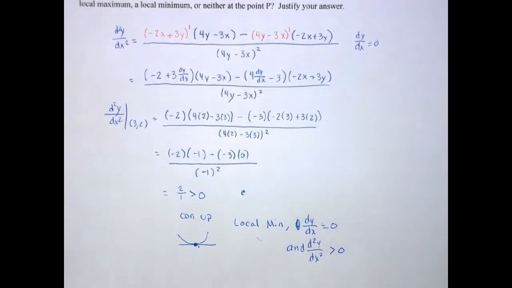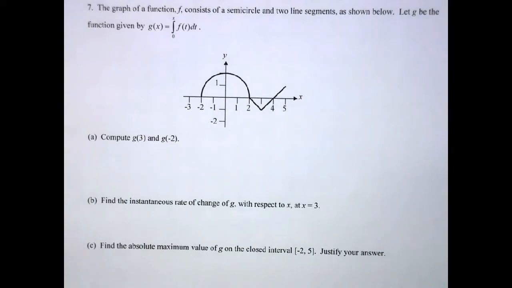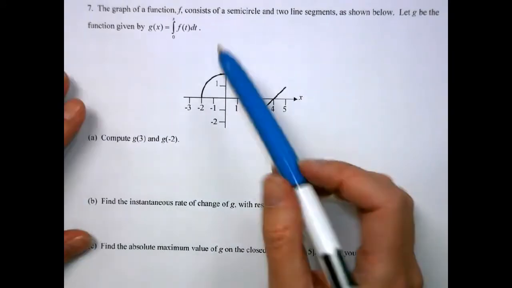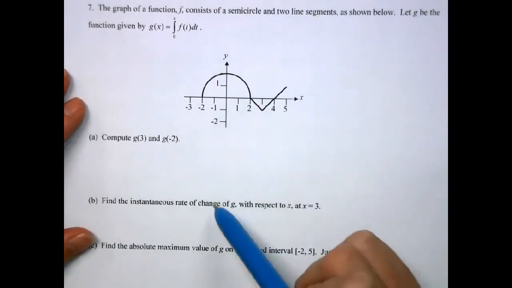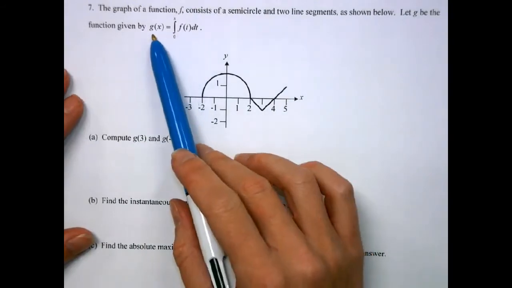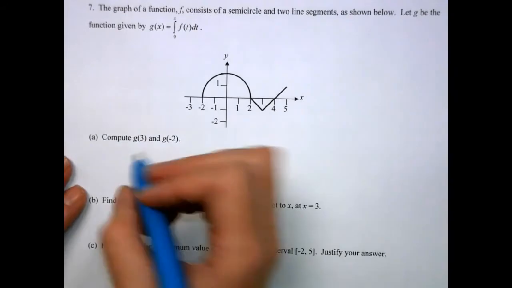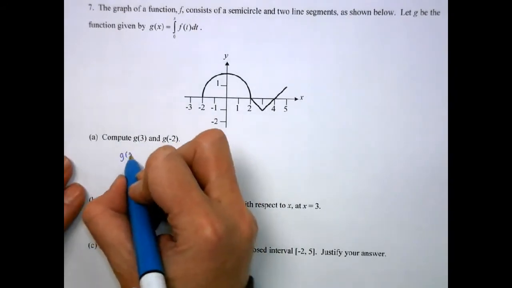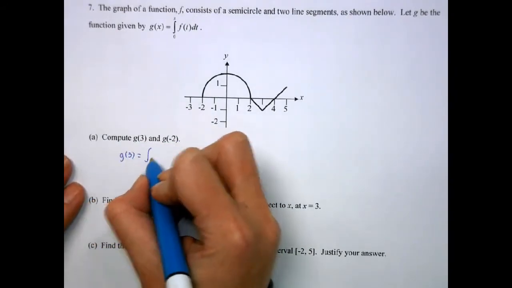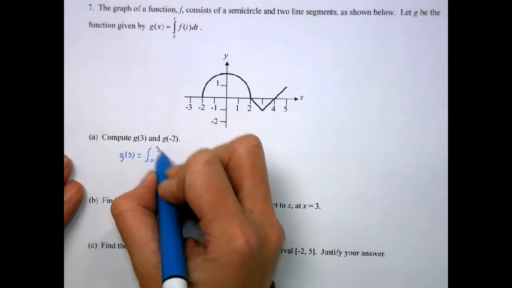Now we have an integral function. So we have a semicircle and two line segments. And our function is g of x equals the integral from 0 to x of f of t. So g of 3 is going to be the integral from 0 to 3 of f of t dt.